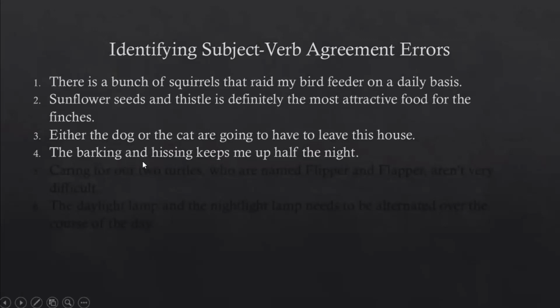But you're using and, so that makes one thing into two things. So it's plural. So you could say the barking keeps me up half the night, or you could say the hissing keeps me up half the night. But if you're going to refer to both the barking and the hissing, it's got to be keep, the plural form. The barking and hissing keep me up half the night.